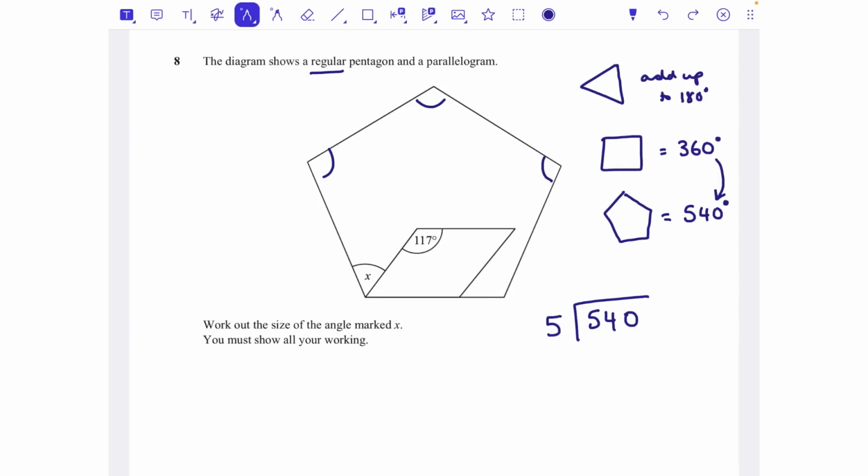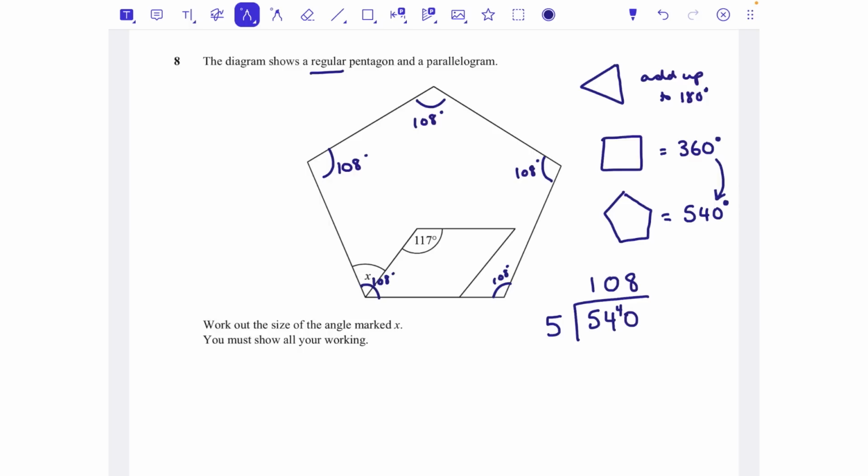So 540 divided by 5. How many 5s go into 5? That fits in once. How many 5s go into 4? It fits in 0 times, remainder 4. And how many 5s go into 40? That is 8. So I've got 108 degrees on each of these angles, including this one for both of them. Okay, so that's step 1.